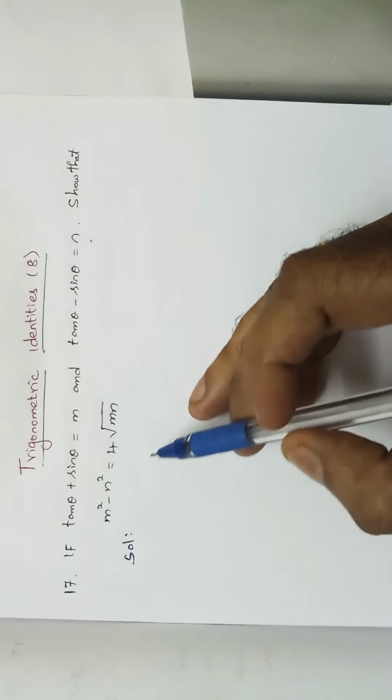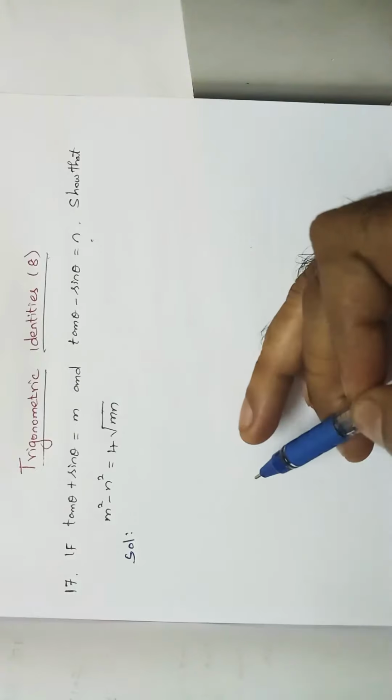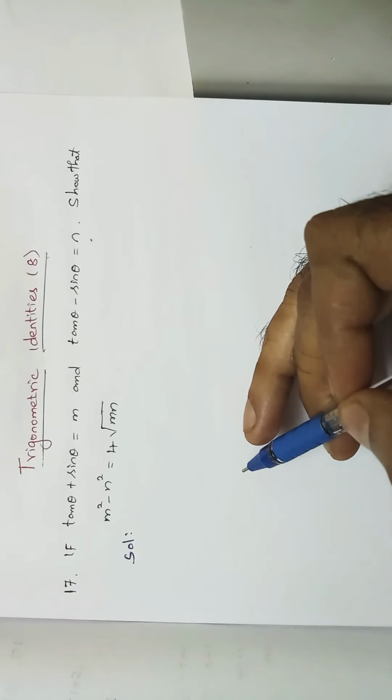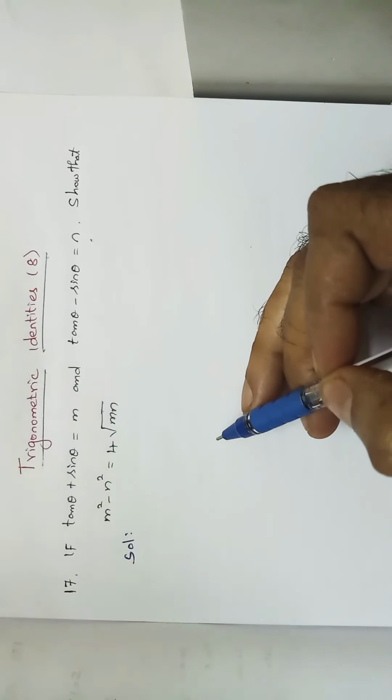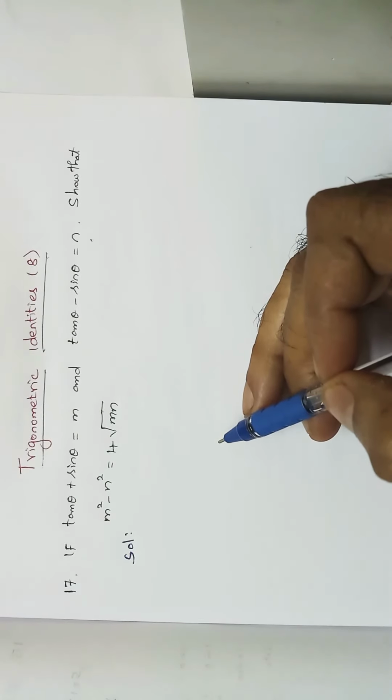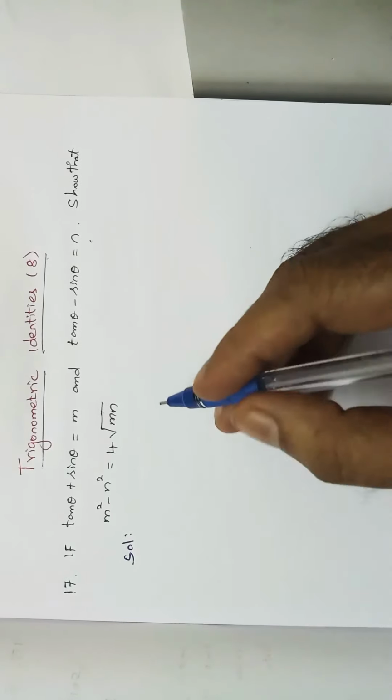So we have to take the LHS, and by using the trigonometric identities or algebraic identities, we simplify. Then we take the RHS, and by using the formula we simplify, and we have to get LHS is equal to RHS. Okay, so I'm just taking that.